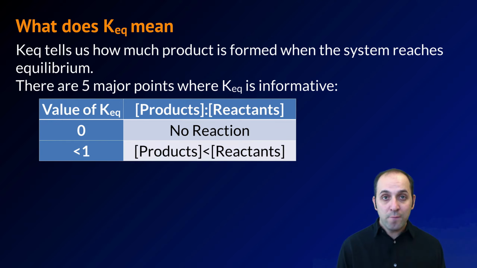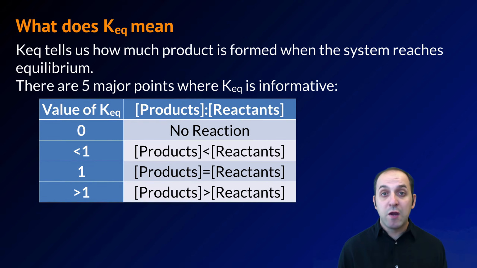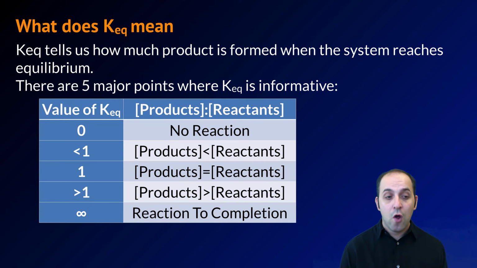KEQ could be less than 1, in which case there's more product than reactants because our denominator in our KEQ expression is larger. It could be 1 exactly, in which case the concentrations of our products are equal to the concentrations of our reactants. It could be greater than 1, in which case the concentration of our products is greater than the concentration of our reactants. Or it could be functionally infinite or incredibly large, in which case the reaction went to completion. These are the 5 major values that are very important.